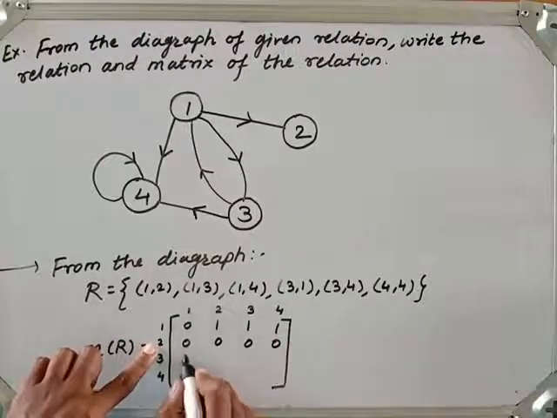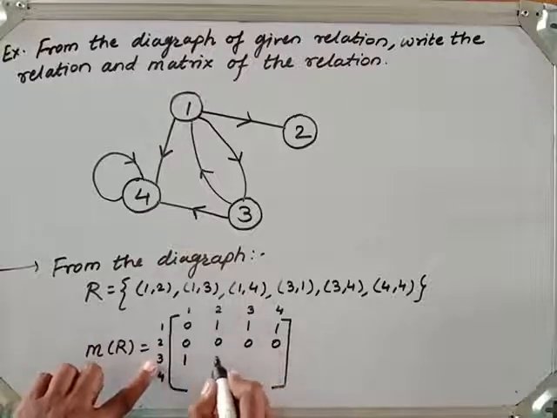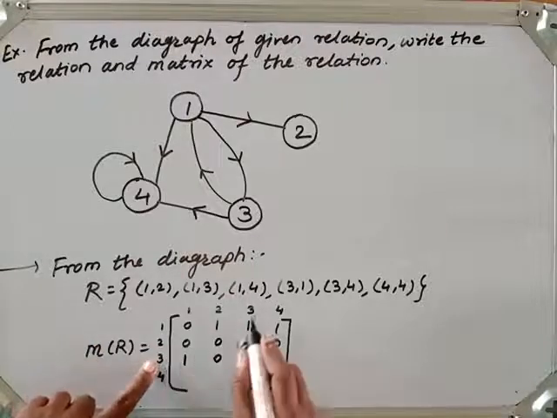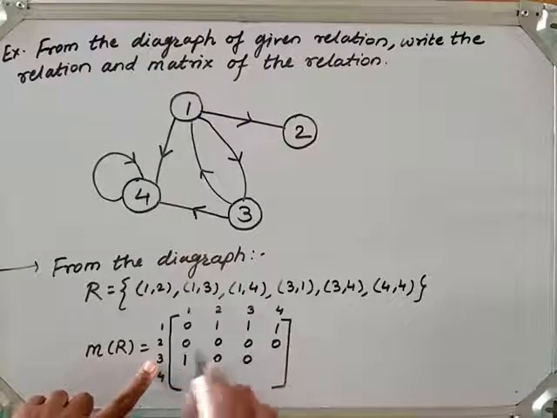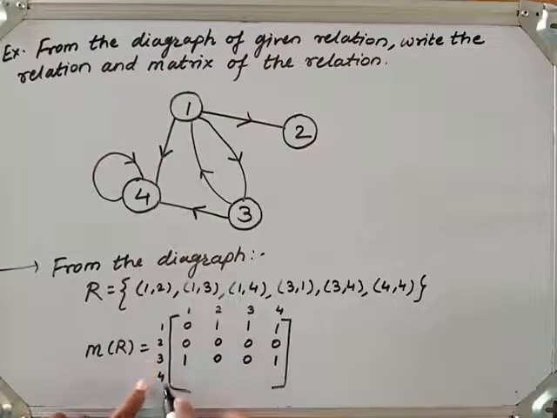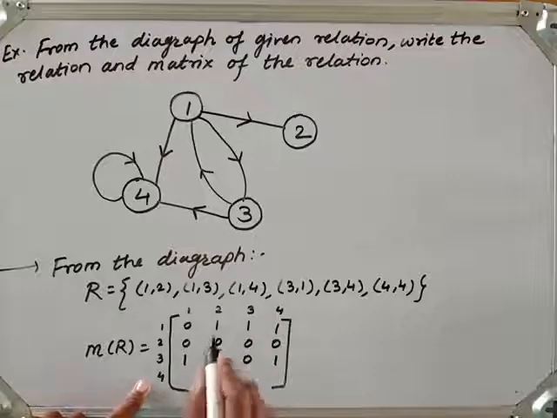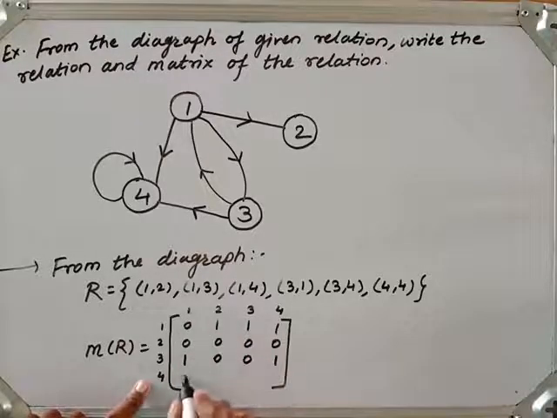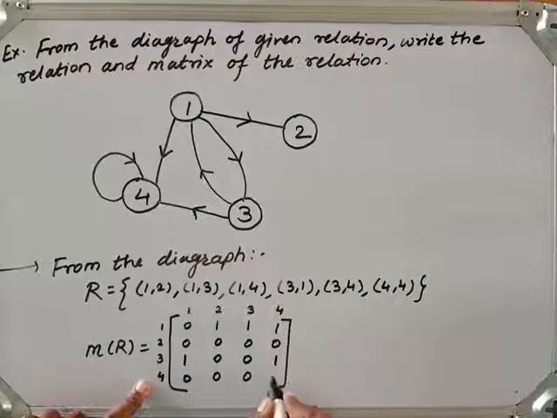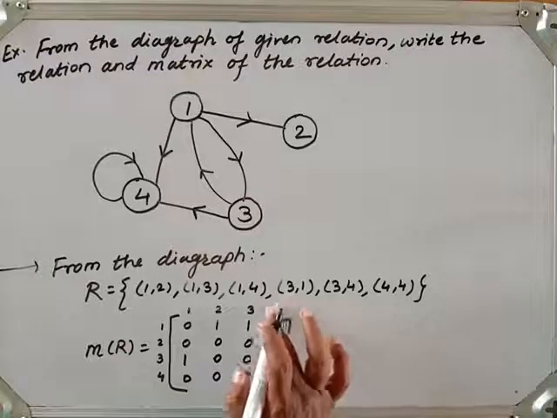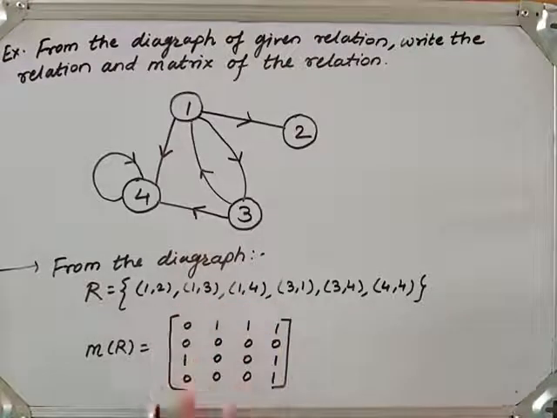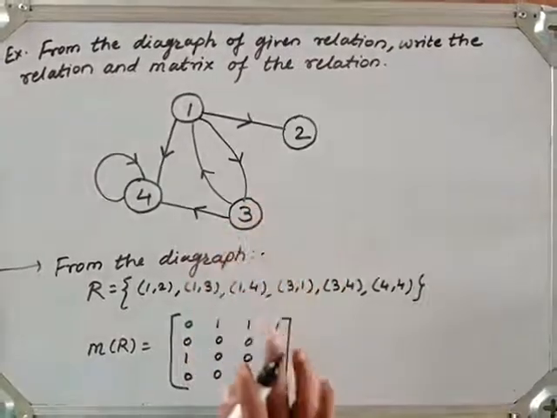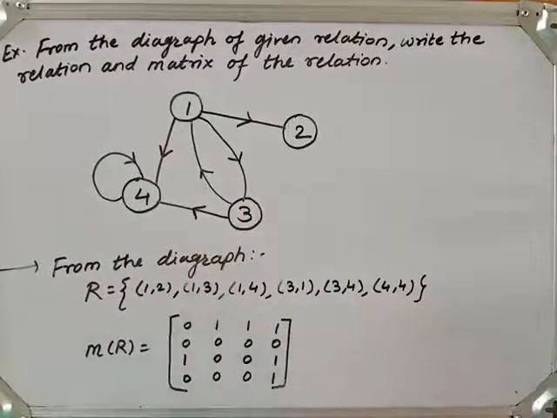Now 3 is related to 1. 3 is related to 2 is not there, so 0. 3 is related to 3 is not there, so 0. 3 is related to 4 is there, so 1. Now 4 is related to 4 only. 4 is not related to 1, 2, or 3. This is just for our understanding. So here 0, 0, 0 and 1. You can write this down using pencil. So this is our matrix representation for this given diagram of a relation.